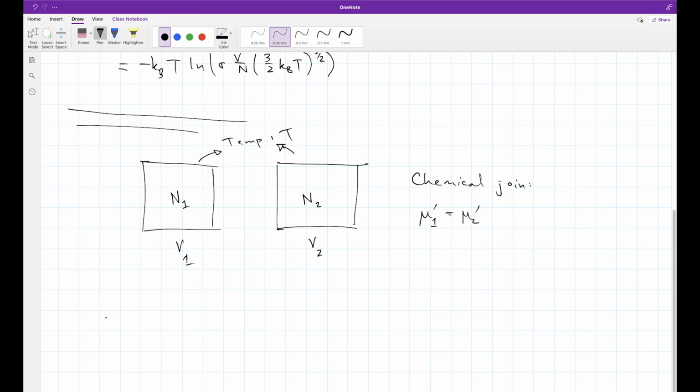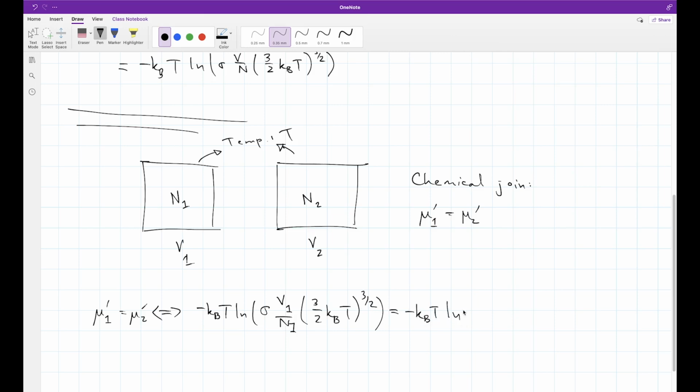So mu1 prime is equal to mu2 prime is going to tell us the following. Maybe I'll write it like this: mu1 prime equals mu2 prime if and only if minus kBT log of sigma V1 over N1 times (3/2 kBT)^(3/2) is equal to minus kBT log of sigma V2 over N2 times (3/2 kBT)^(3/2).